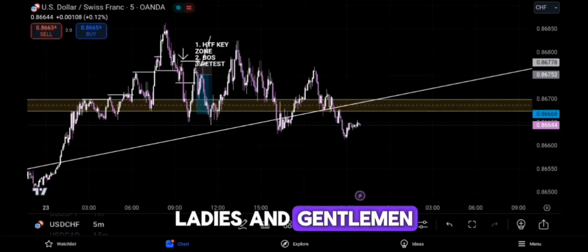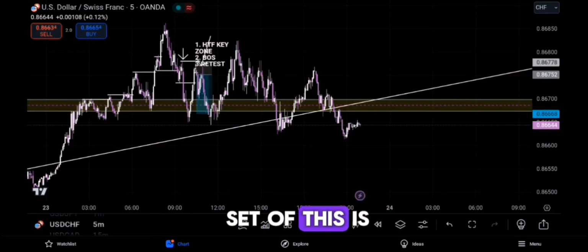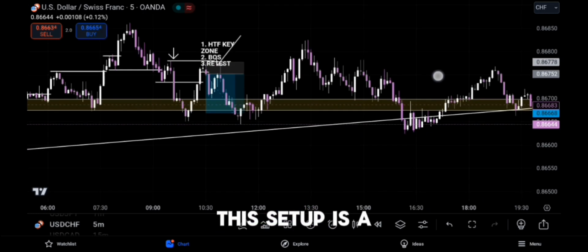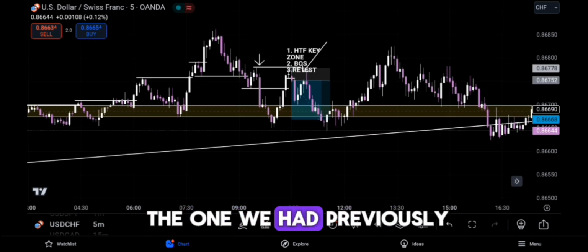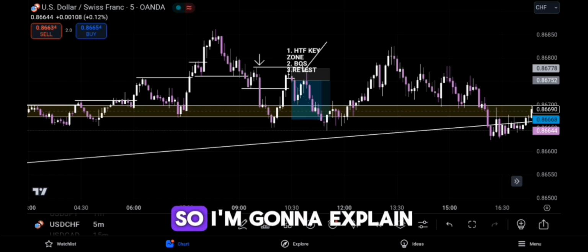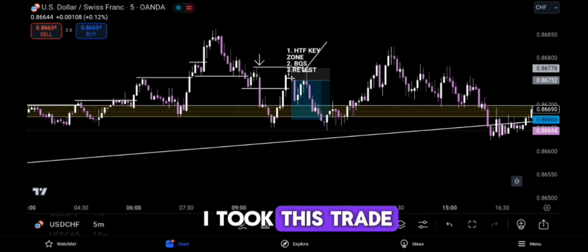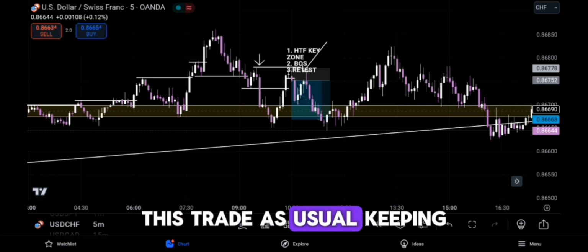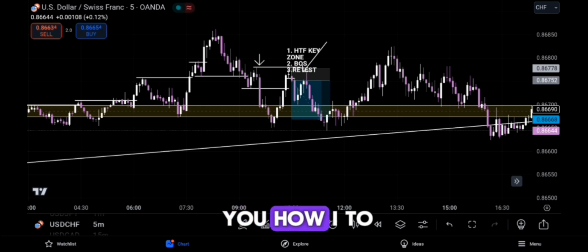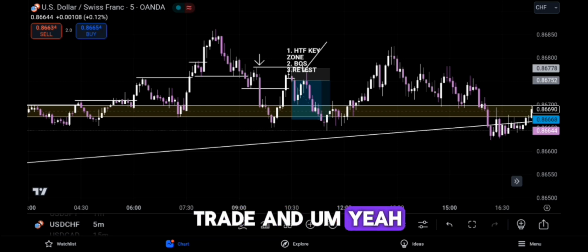All right, ladies and gentlemen, jumping into the second setup. This is USDCHF. As you can see, this setup is a little bit different from the one we had previously on GBPUSD. So I'm going to explain the mindset, the process, and how I took this trade, why I took this trade. As usual, keeping it tight here, Playboy Trading. I will show you how I took this trade, why I took this trade.